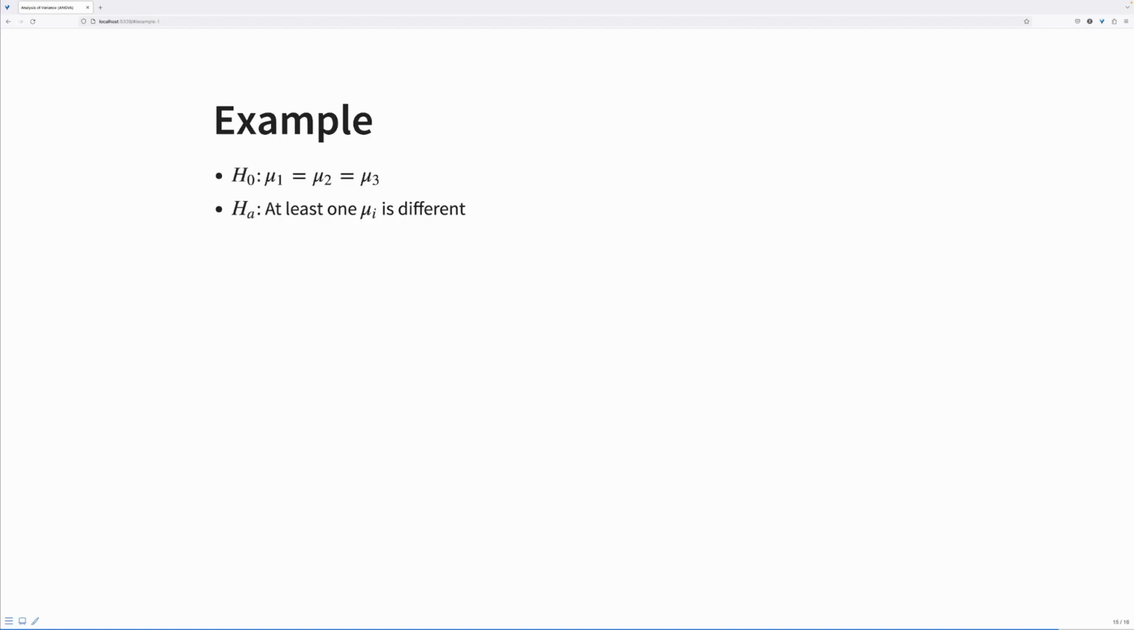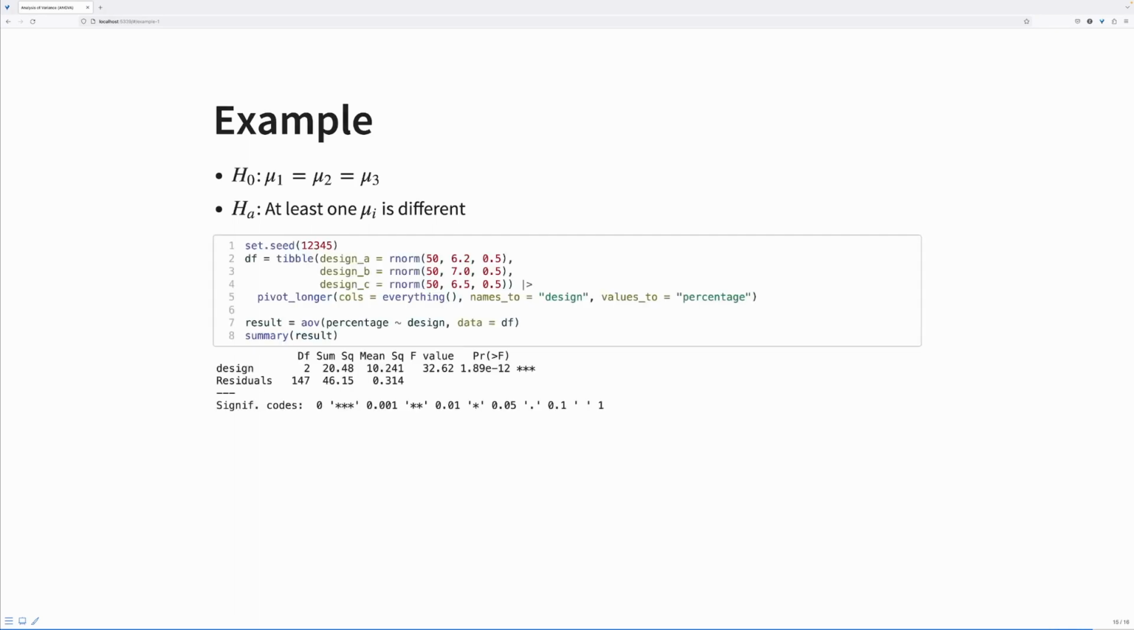And then the null hypothesis is mu1 is equal to mu2 and equal to mu3, and the alternative hypothesis is at least one mu i is different. Now we prepare our data. So we randomly generate some data based on the mean and standard deviation. And then we convert it to a long format, which has 2 columns: one is design and the other is percentage. We plug the data, df, into the ANOVA function, then we summarize the result.